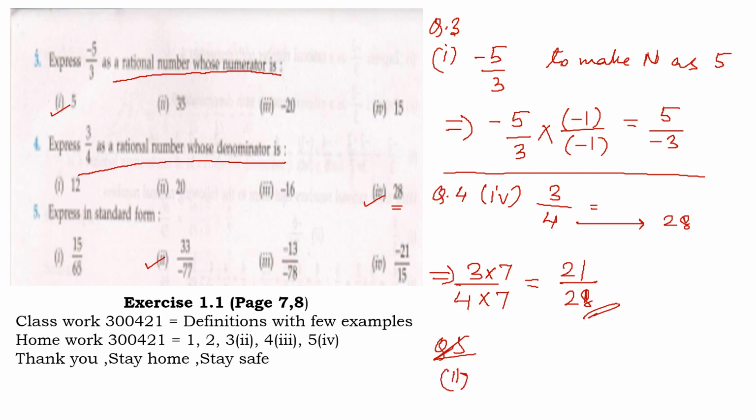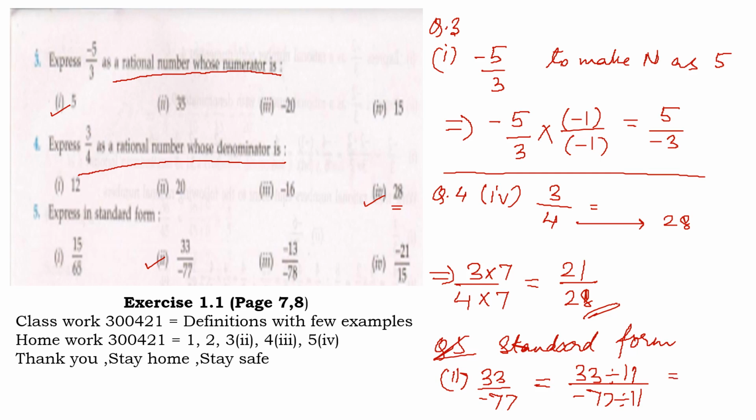Second part, they are asking to write in a standard form. Just now we have done also. You will simply reduce the number. 33 by minus 77 can be divided by 11 up and 11 down. Please remember, whenever we are multiplying with a number or dividing, the same number should be used in numerator as well as denominator. Now 33 by 11 is a 3 and minus 77 by 11 is a minus 7.